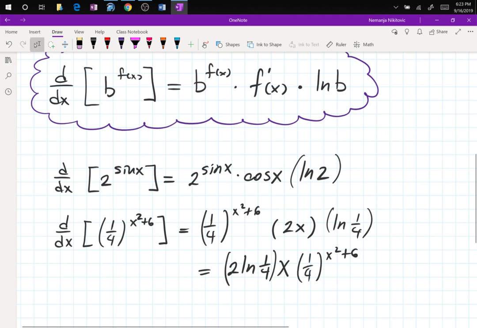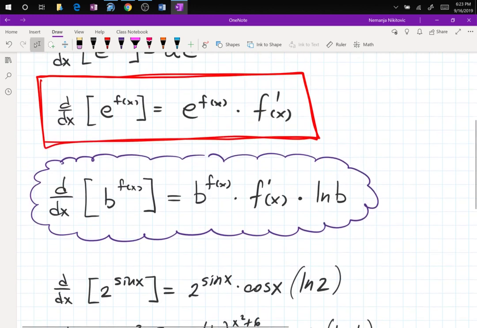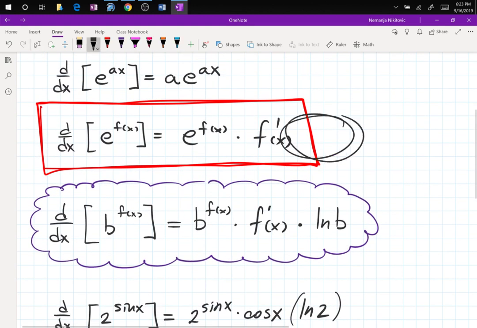It would be e to the f of x times the derivative of f of x times ln of e. But ln of e is 1, so you don't need it. You see, there is no ln of e here? Since it cancels out to 1, that's kind of like a rule. You don't have to write it.